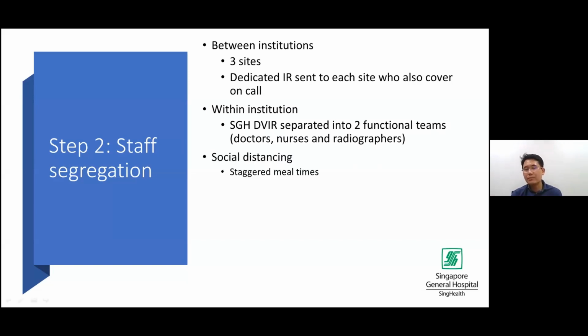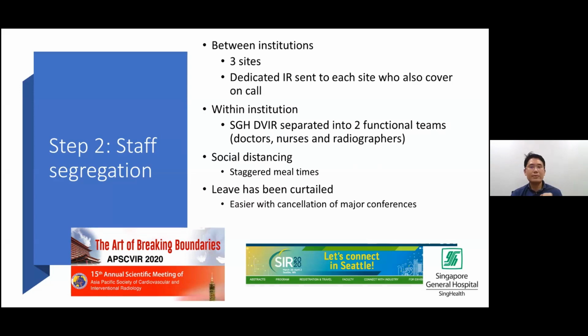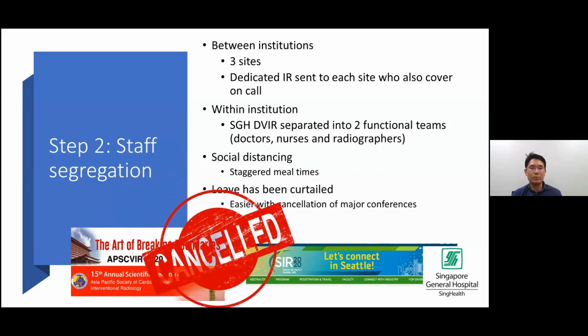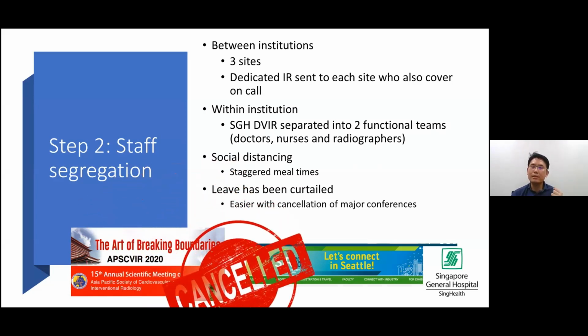This has been previously mentioned, social distancing. We're encouraged to take our meals alone and have staggered timings. Leave has been curtailed. That will help with the manpower situation. This has really been easier since some of the major conferences have been cancelled.